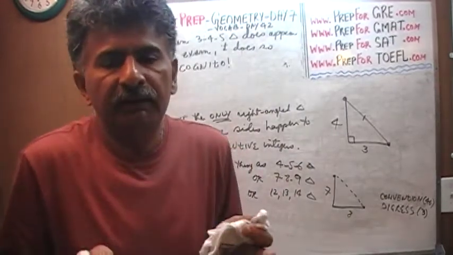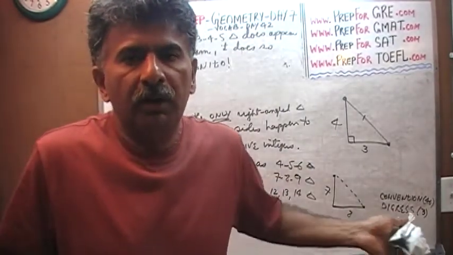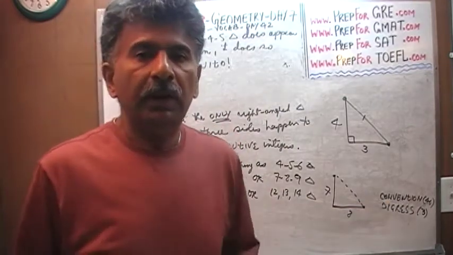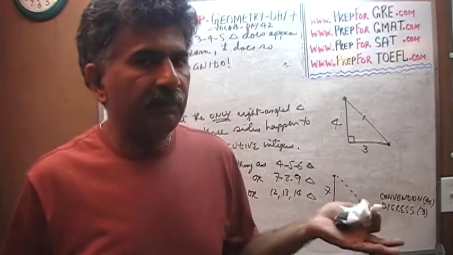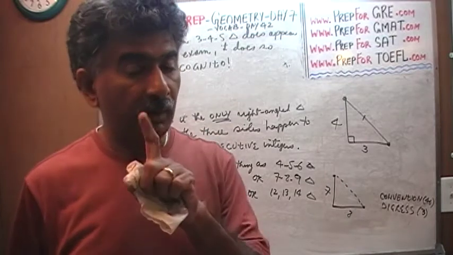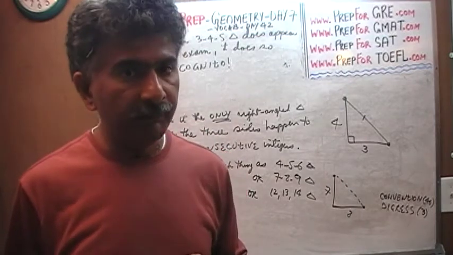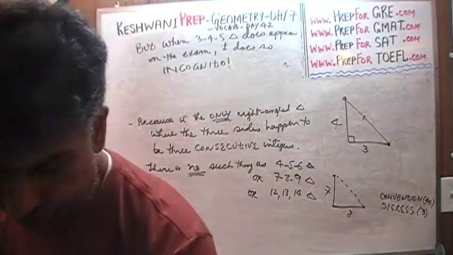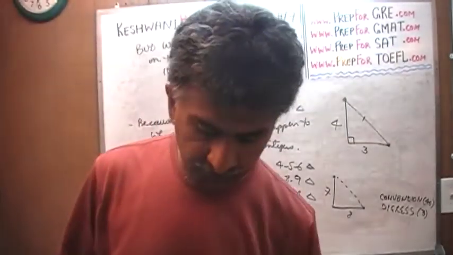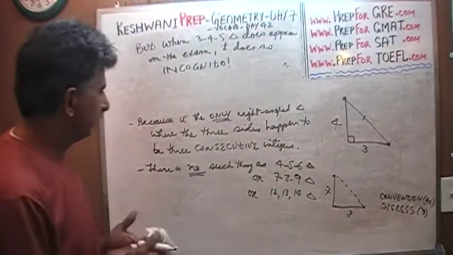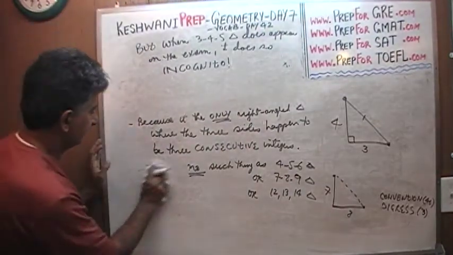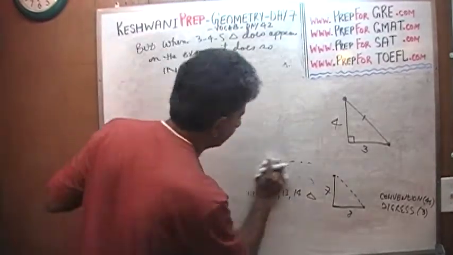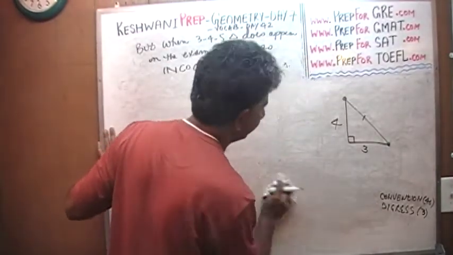A 3, 4, 5 triangle does not appear announcing to the world, here I am, 3, 4, 5 triangle. What's the missing side? That's too simple. When it does appear on the exam, he appears incognito. But if you can recognize him, you will save yourself a lot of trouble, a lot of time. Let's take an example of what I'm talking about, okay? I need the room, so I need to erase everything. I'll give you an example to make you understand.